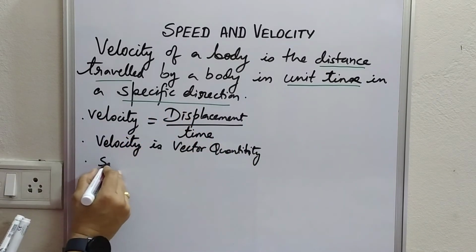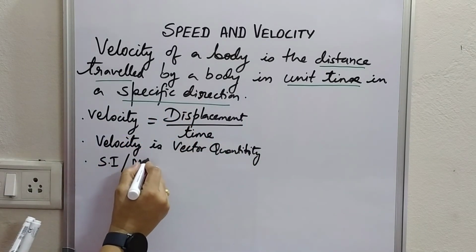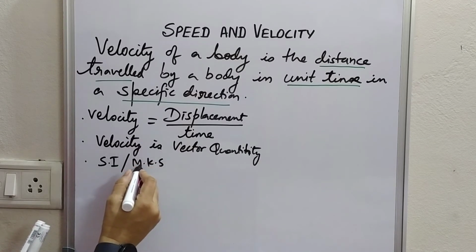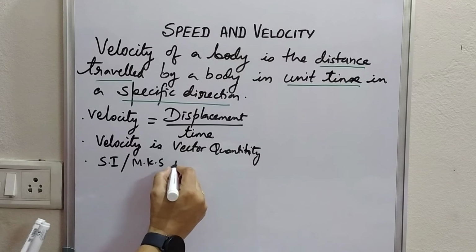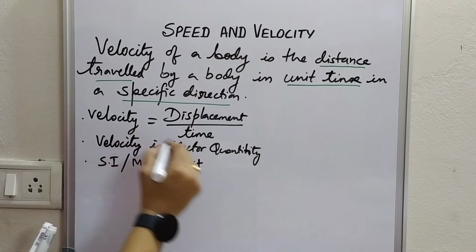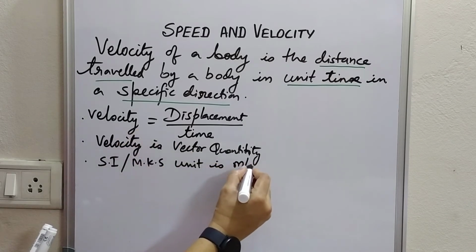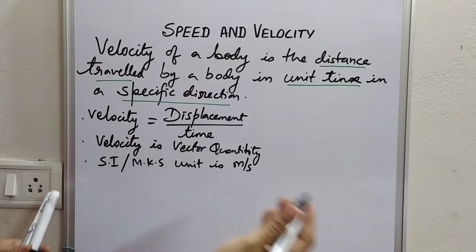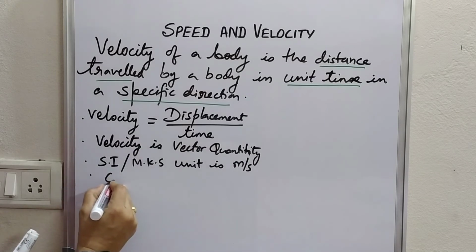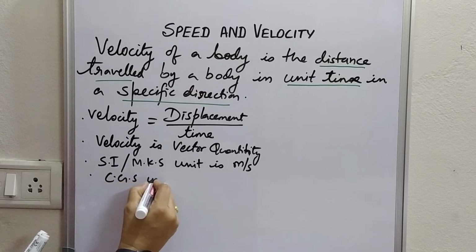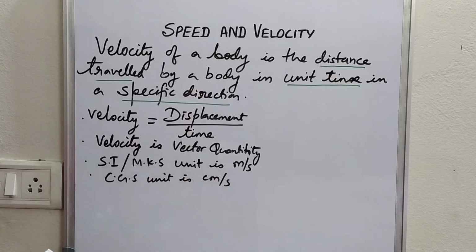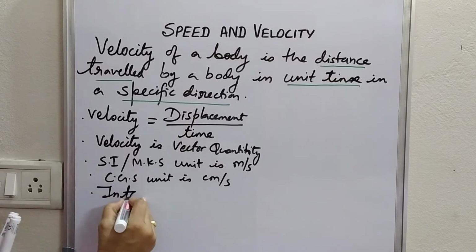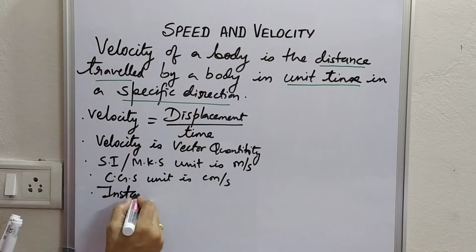So the SI or MKS, MKS means meter kilogram second, SI is standard international, unit of velocity is meter per second, very similar, same as speed, and in CGS, unit of velocity is centimeter per second. Then we have a term or a definition called instantaneous velocity.